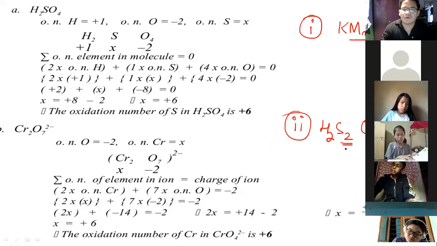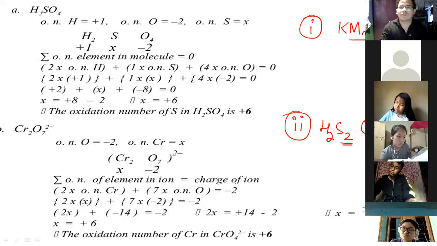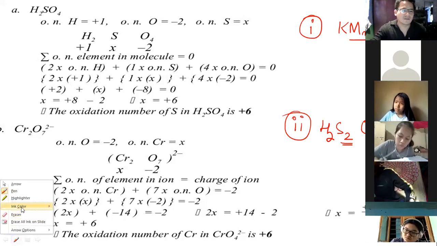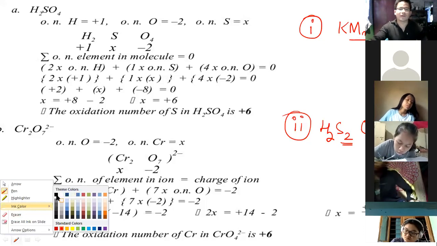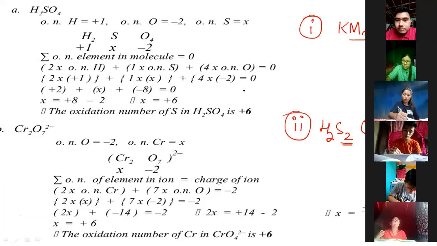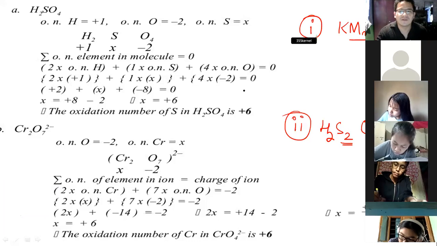Sulfur in oleum. This is called oleum. If you can find out, you can tell me the answer. Now calculate the oxidation state of the underlying species: manganese in potassium permanganate, and sulfur in oleum. Those who can solve it, if you got the answer, tell me what value you got.